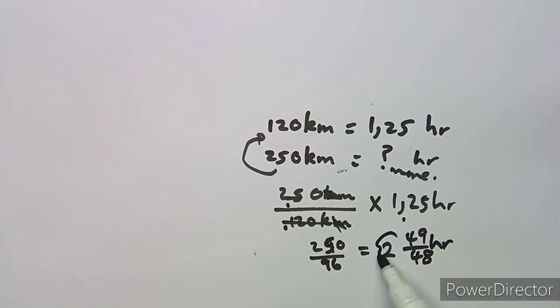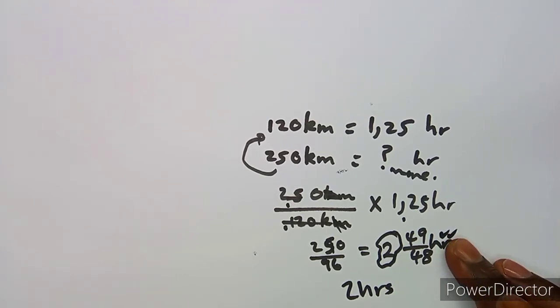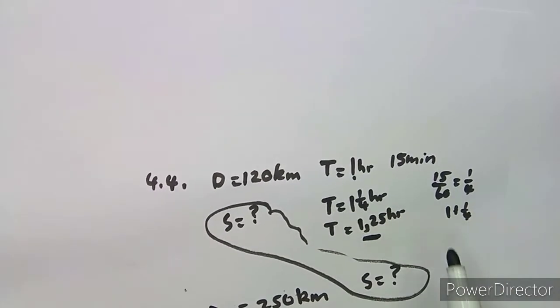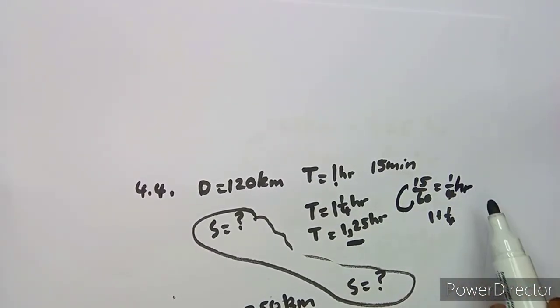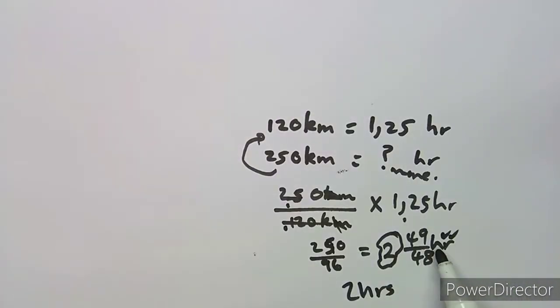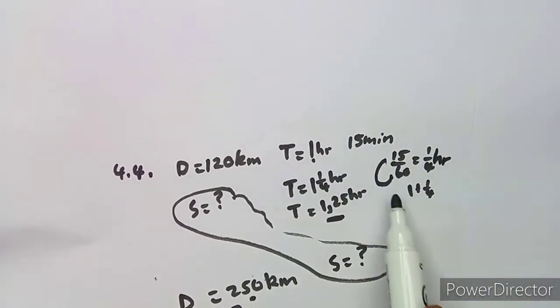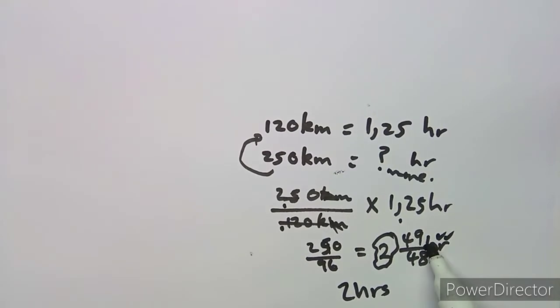So it actually means you've got 2 full hours in this case, and you now convert the remainder to minutes. Remember, before, when you were given minutes, you divided by 60 to convert to hours. Now you've got hours. In order for you to get back to minutes, you have to multiply by 60.